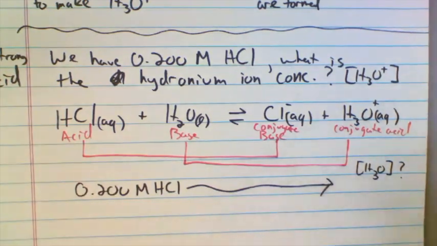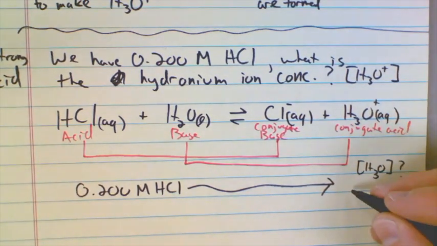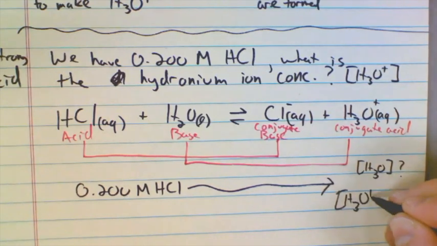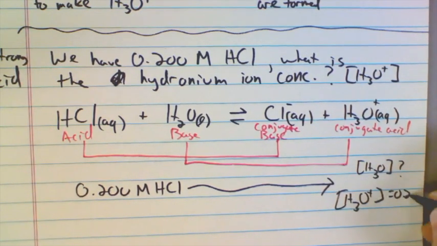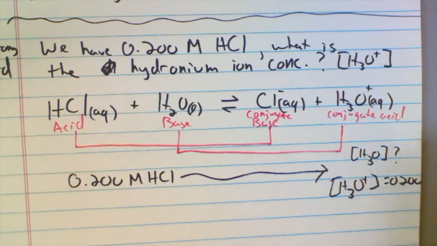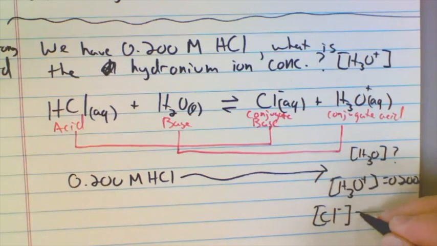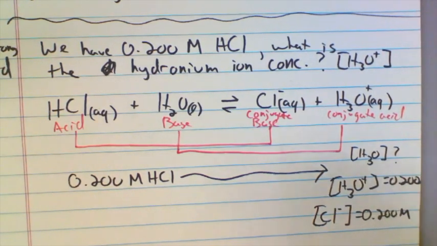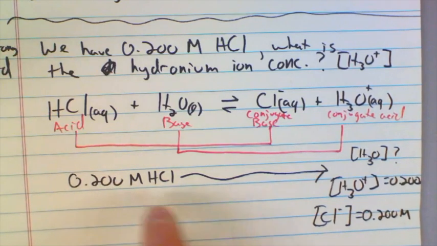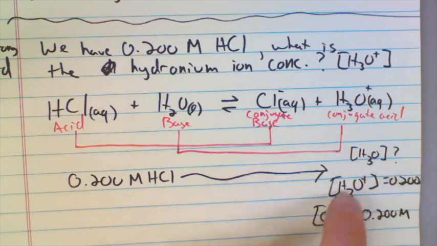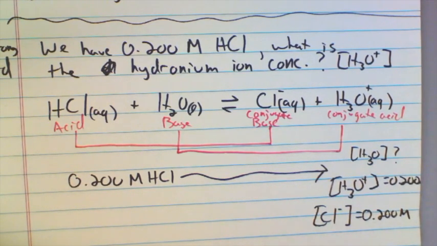This completely dissolves, so it equals, it's the same. It's 0.200. And because of that, chloride concentration is also that. For every 1 mole of HCl, we get 1 mole of H3O. So if we've got 0.2 molarity HCl, we're going to have 0.2 molarity hydronium. Does that kind of make sense? Why we don't have to do anything for this? It all turns into product. No reactants are left behind, so it all turns into product.